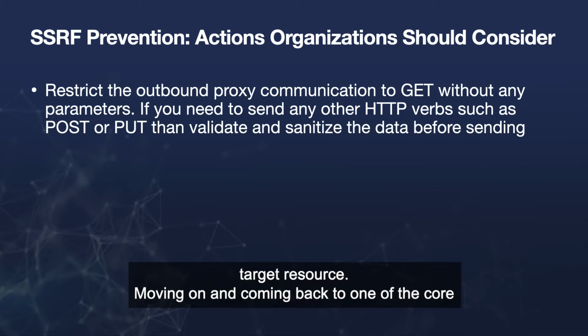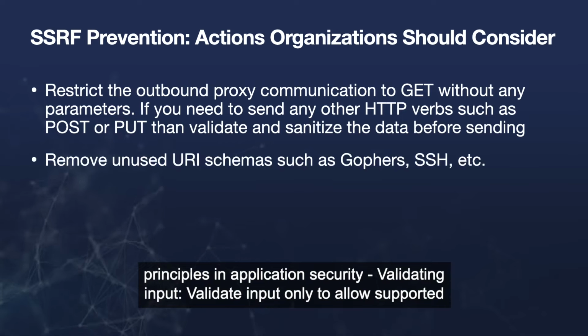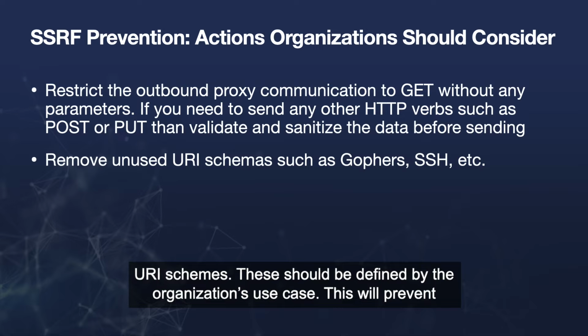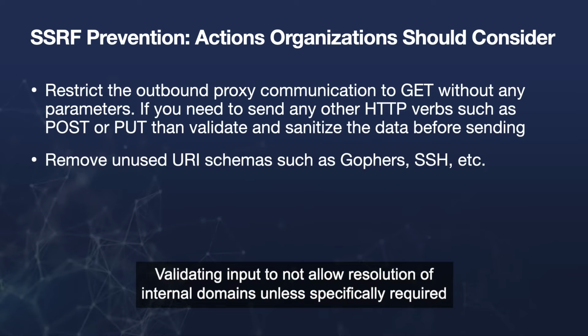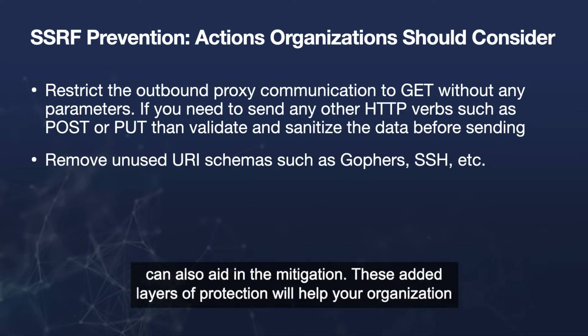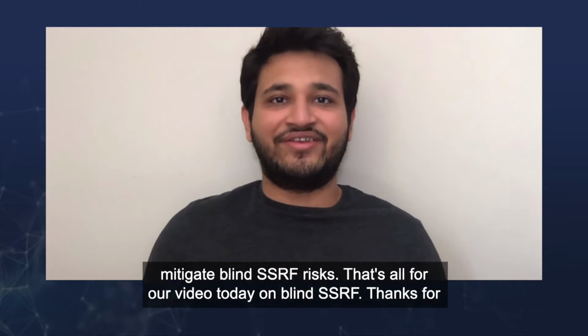Moving on and coming back to one of the core principles in application security, validating input. Validate input only to allow supported URI schemes. This should be defined by the organization's use case. This will prevent the usage of unused URI schemes like Gopher and SSH. Validating input to not allow resolution of internal domains unless specifically required can also help in the mitigation. These added layers of protection will help your organization mitigate blind SSRF risks.